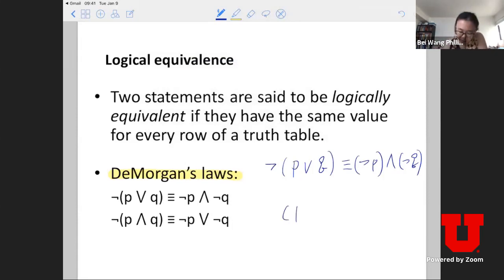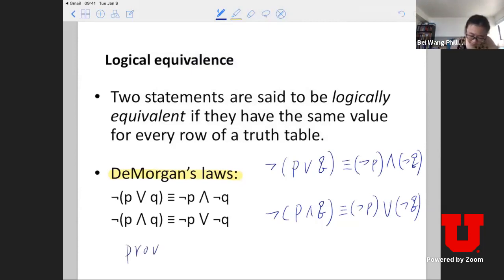Okay. The same thing for the second part. If I have a pair of variables P and Q, if I put a negation on the outside, this is logically equivalent to bringing the negation inside, but flipping the direction of the arrow like this. So the question is, how do we prove this? How do we prove that the left-hand side and the right-hand side are logically equivalent?